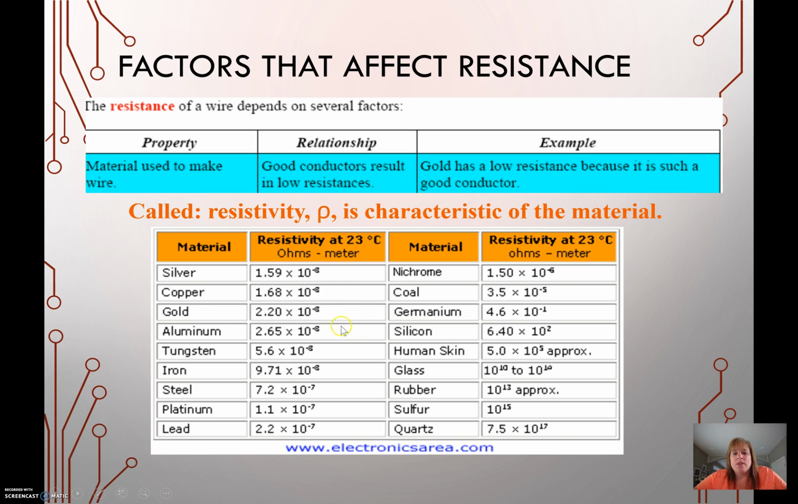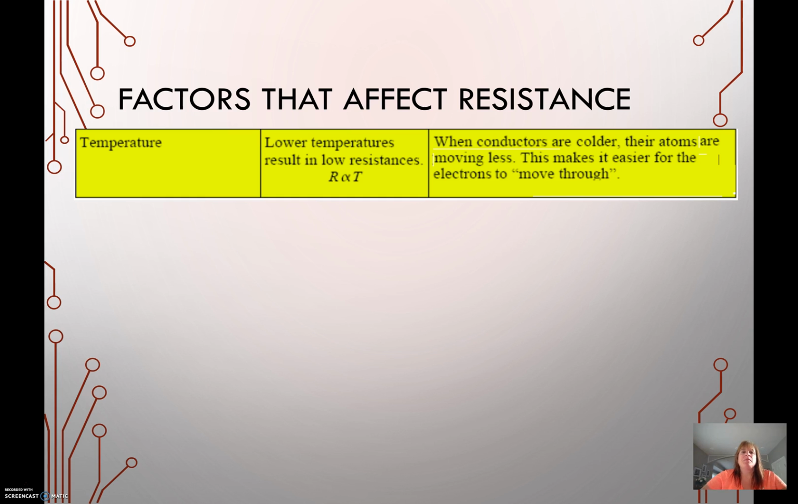Gold has a very low resistance. Copper does too, not quite as low as gold, but gold would be expensive to put in your house. And then you can see that things that are not metals, notice how high their resistances are, including your skin. Although that doesn't mean you can't get shocked. But the property of the material that we use to make our resistors is one of the things that affects the resistance. Another thing that affects resistance is temperature.